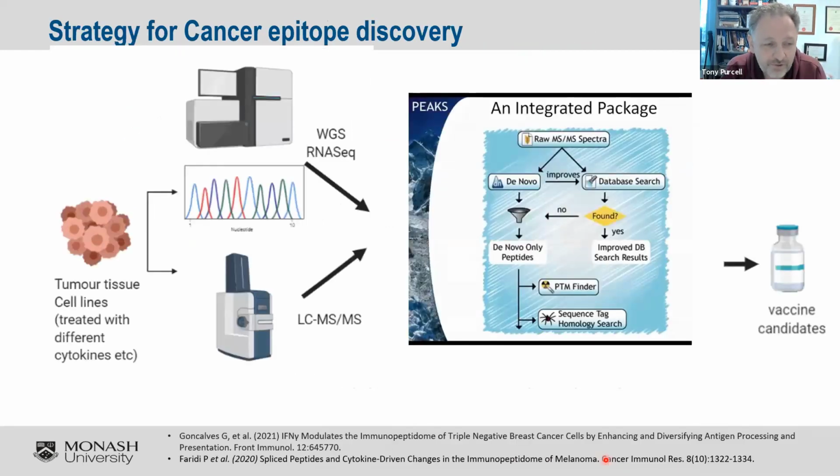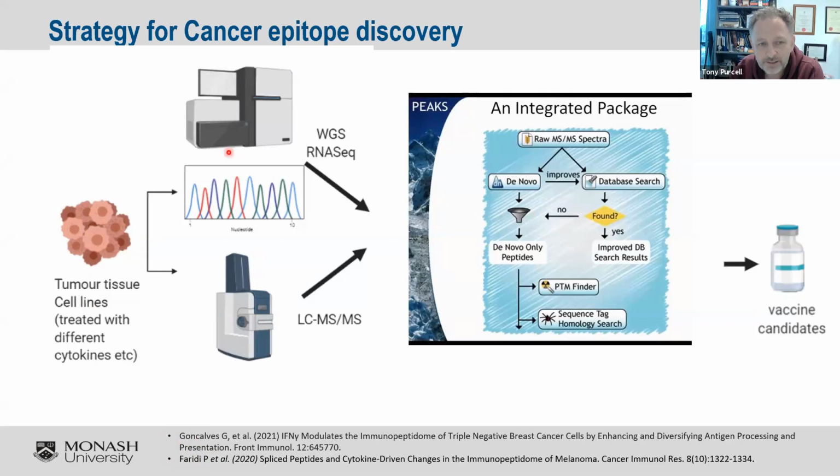So what is our strategy, and how do we go about cancer epitope discovery? We take our tumor tissue, cell lines, etc. We'll often treat the cell lines or tumors under different conditions. And one we like to use a lot is interferon gamma treatment. And we've published a few times already to show that interferon gamma can really remold the immunopeptidome. And so by having these different conditions, we expand the potential immunopeptidome of these cells.